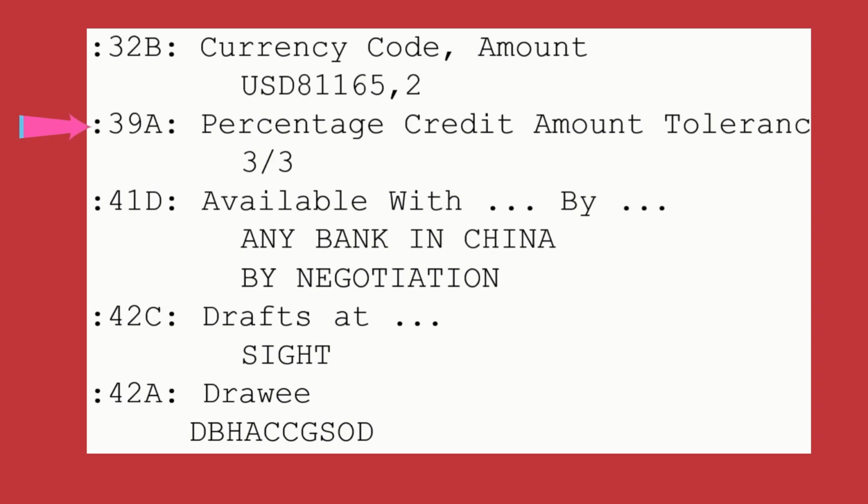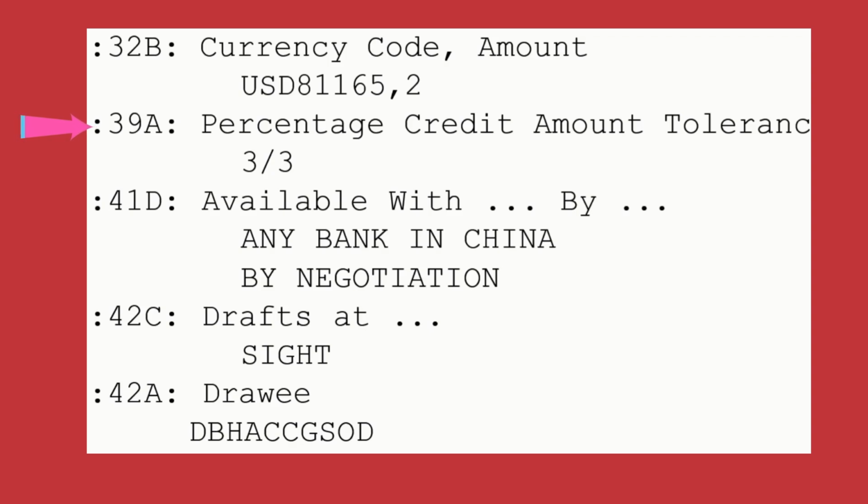Next up is field 39A, which is optional. This field tells you if there's any flexibility in the quantity of goods shipped or the total LC value. If you see 00/00, that means no tolerance is allowed. The buyer must ship the exact quantity stated, and the seller must deliver goods worth exactly the LC amount.